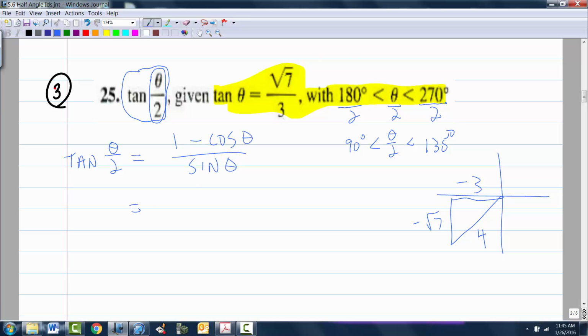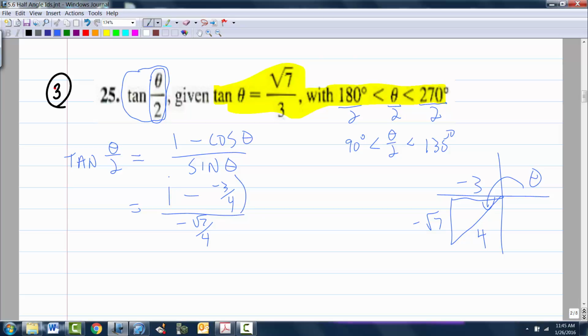The other one was just as fine that we used in the last example. And all the information's right here, because here's theta. This is theta. Okay, so 1 minus cosine is negative 3/4, right? Not making a mistake. Over sine of theta, which is negative root 7 over 4.